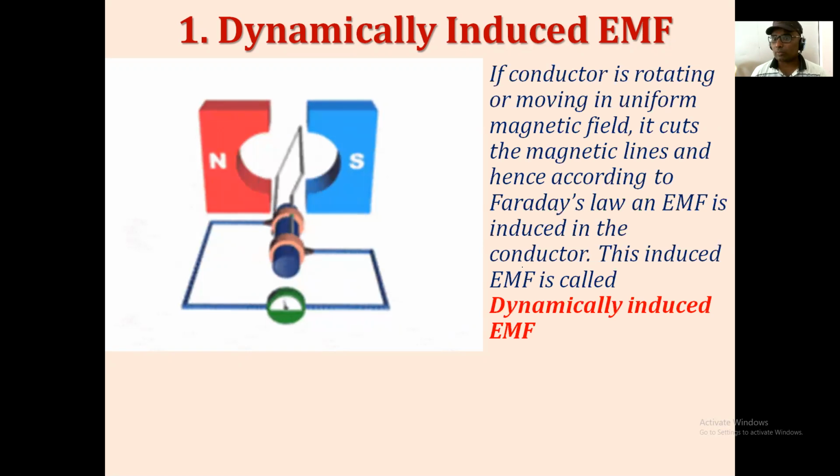And in this case, as the conductor is rotating, the induced EMF is known as dynamically induced EMF. Try to read it. If a conductor is rotating or moving in a uniform magnetic field, it cuts the magnetic lines, and hence according to Faraday's law, an EMF is induced in the conductor. This induced EMF is called dynamically induced EMF.